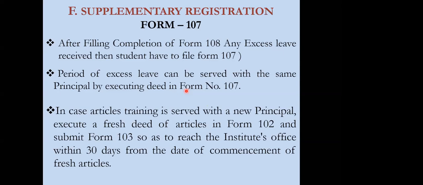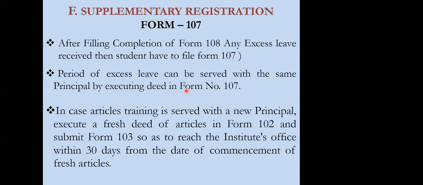Now you have to file form 107, if you are serving your excess leave with the same principal. But some students have received an extension not only for 44 days, but for 2 months, 3 months, and they are not able to register with the same principal. They think that they have to now serve the extension of articleship with a new principal.